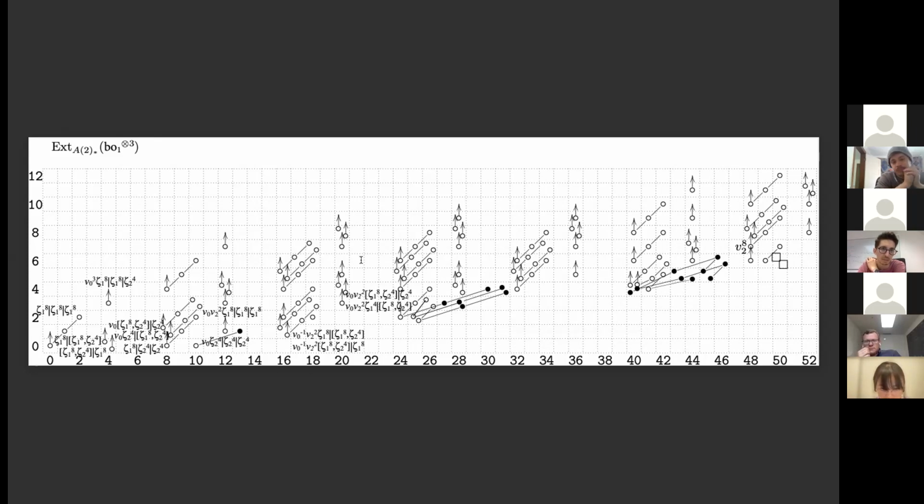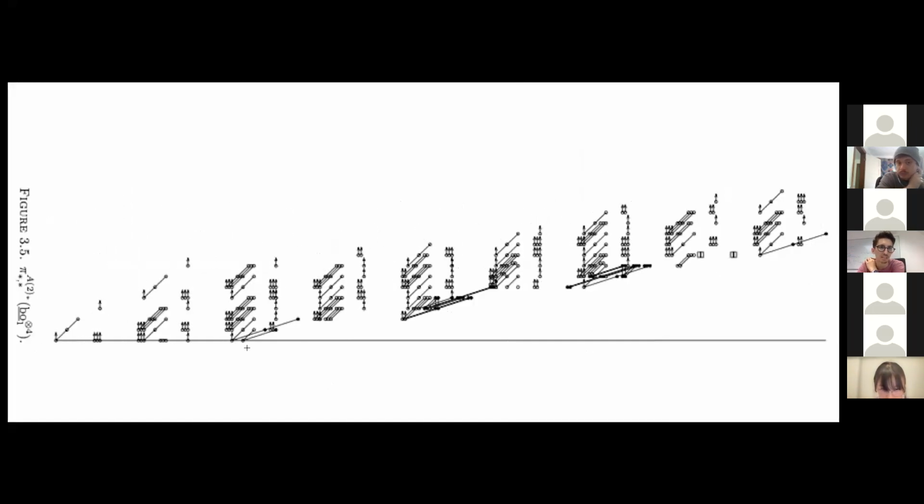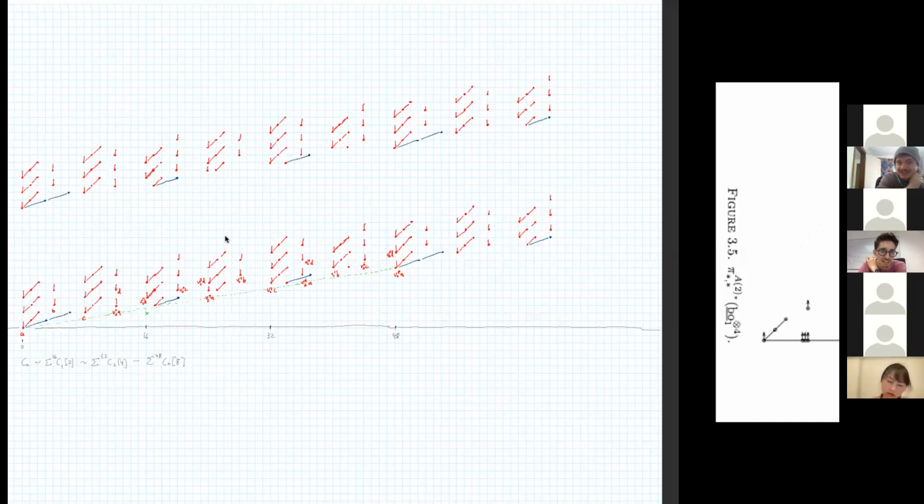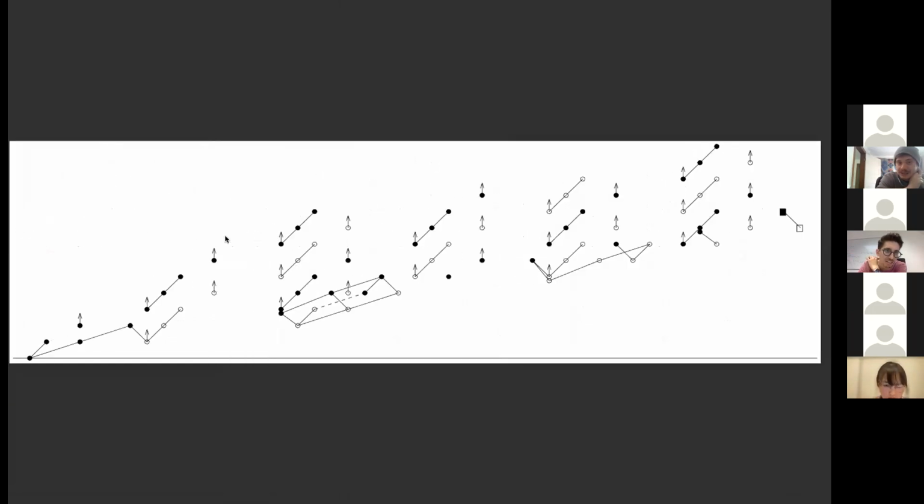But at this point, we don't really see any sort of pattern, right? All we see is that maybe there's something showing up. Okay, so this is not the version of this picture that I wanted. Is it over here somewhere? Oh yeah, this is a better version of that picture. So this is BO1 to the 4.